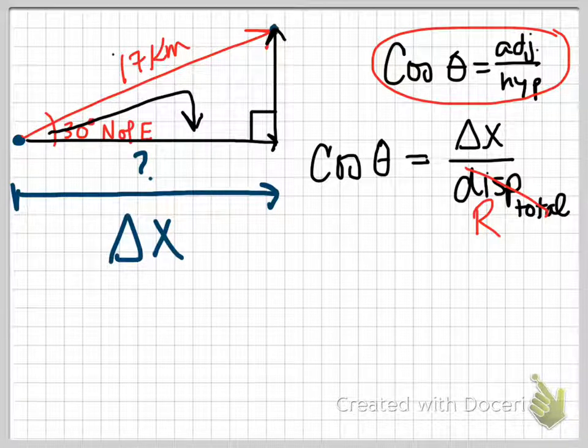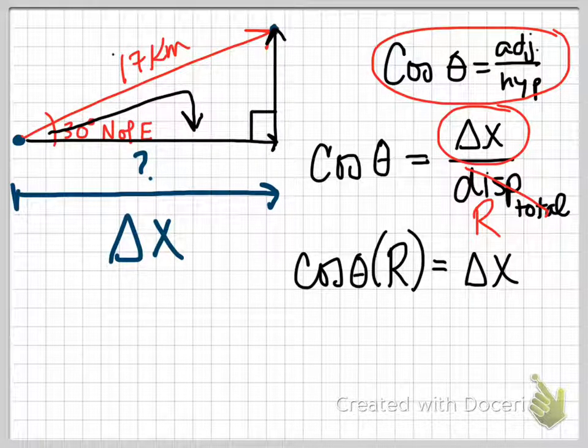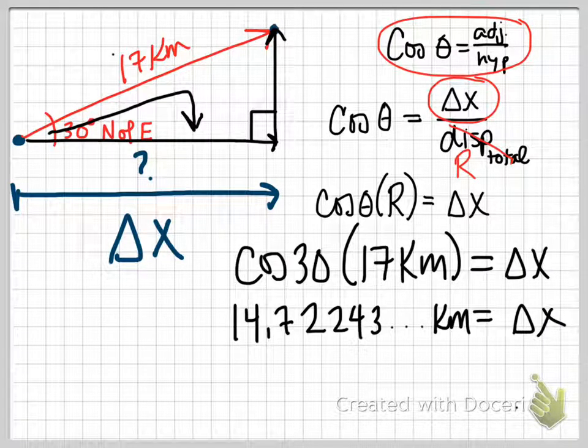So now we're going to solve for delta x. Well, this is simple. We multiply both sides by the resultant to get cosine theta times r equals delta x. Now we can plug in numbers and get an actual value. We get a raw answer of 14.72243, etc. kilometers equals delta x, with sig figs.